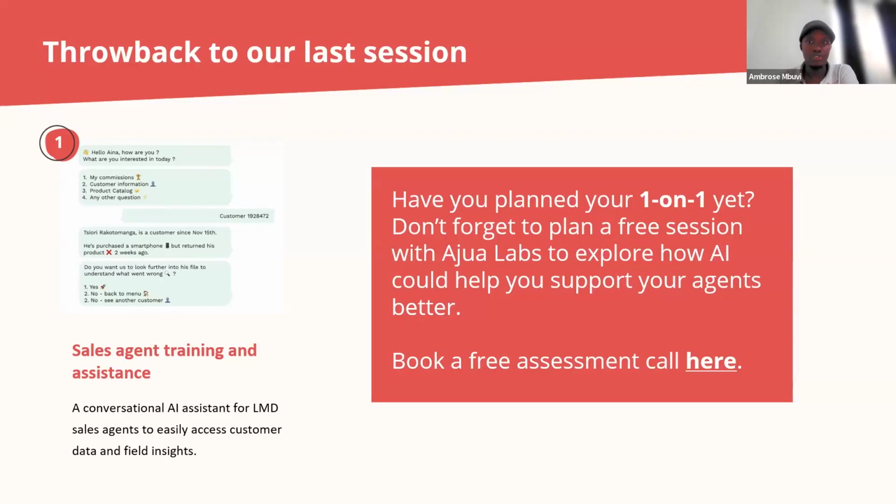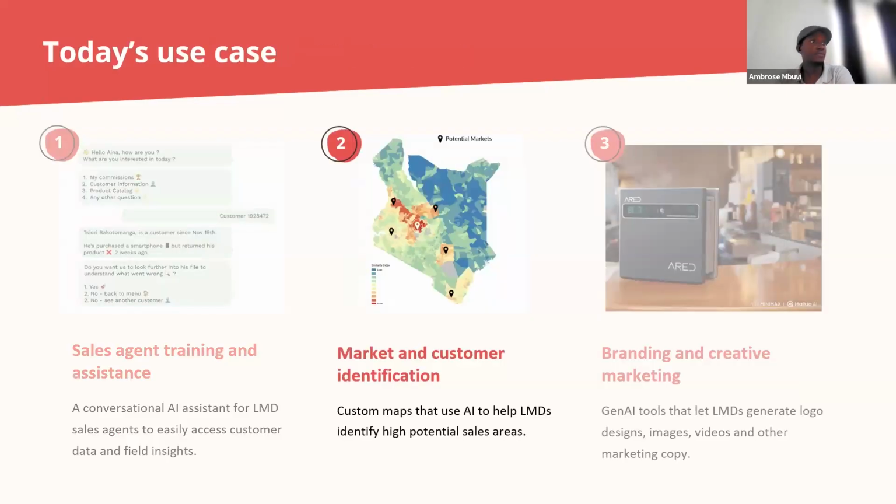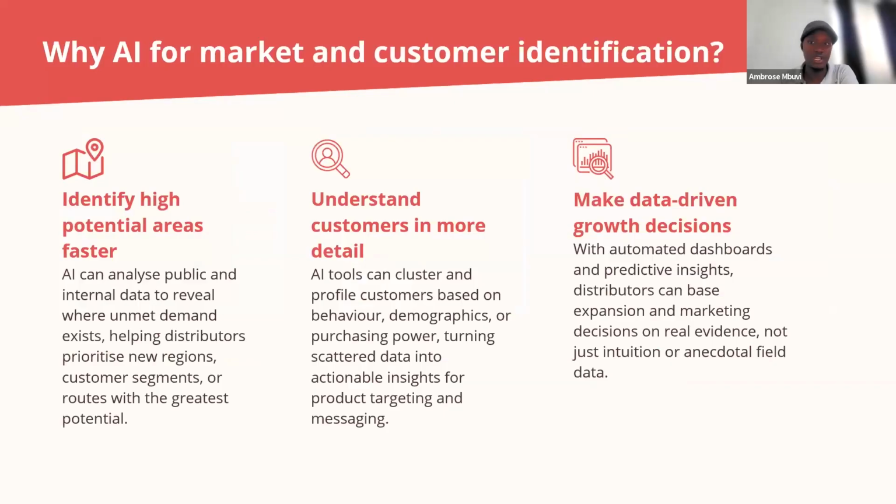Now to jump into today's use case, that is marketing and customer identification. Ideally, it is to understand how you can use AI as a last mile distributor to identify high potential areas from a marketing perspective, to think through your marketing strategies, and to roll out your marketing strategies. There are different ways that AI can support you from a marketing perspective.